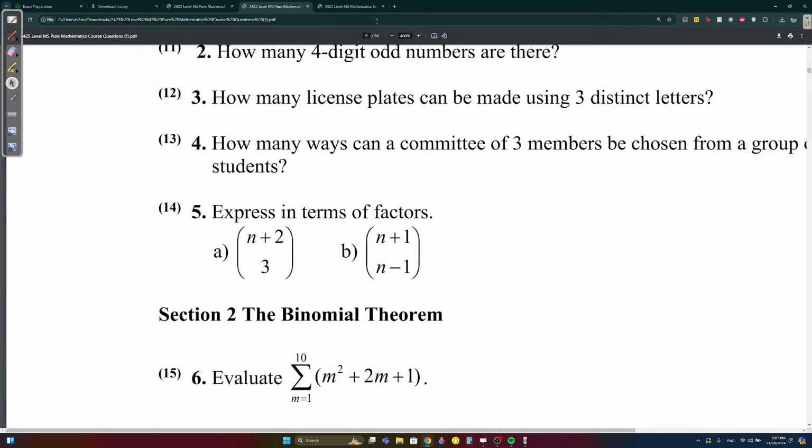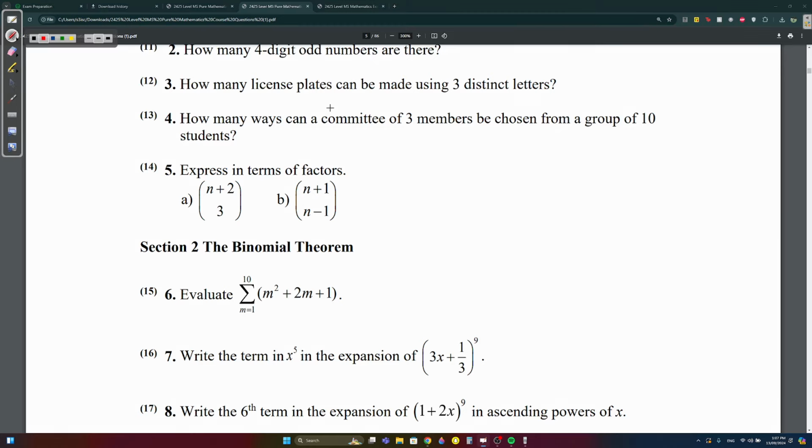Express in terms of factors. Let's start with part A. Okay, part A. We have (n plus 2)C3, which is equal to (n plus 2) factorial over 3 factorial times (n plus 2 minus 3) factorial, which is equal to (n plus 2) factorial over 3 factorial times (n minus 1) factorial, right? 2 minus 3 is minus 1.